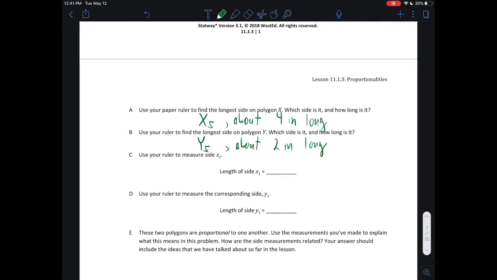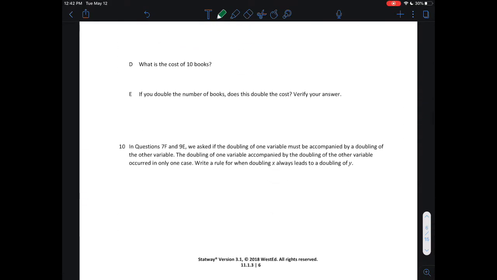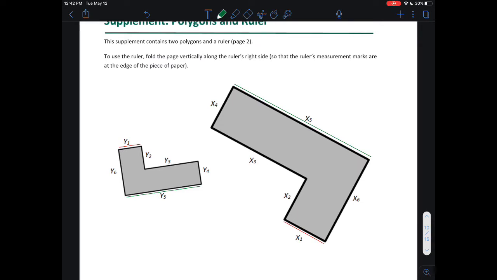Now part C and D, they're asking for some other measurements. Use your ruler to measure side X1. That will be the answer for part C. And then also use your ruler to measure the corresponding side, Y1. So now we're just getting a couple of other details. So going back to our polygons, they want the measurements for side X1 and Y1. So I already have those highlighted with the red lines.